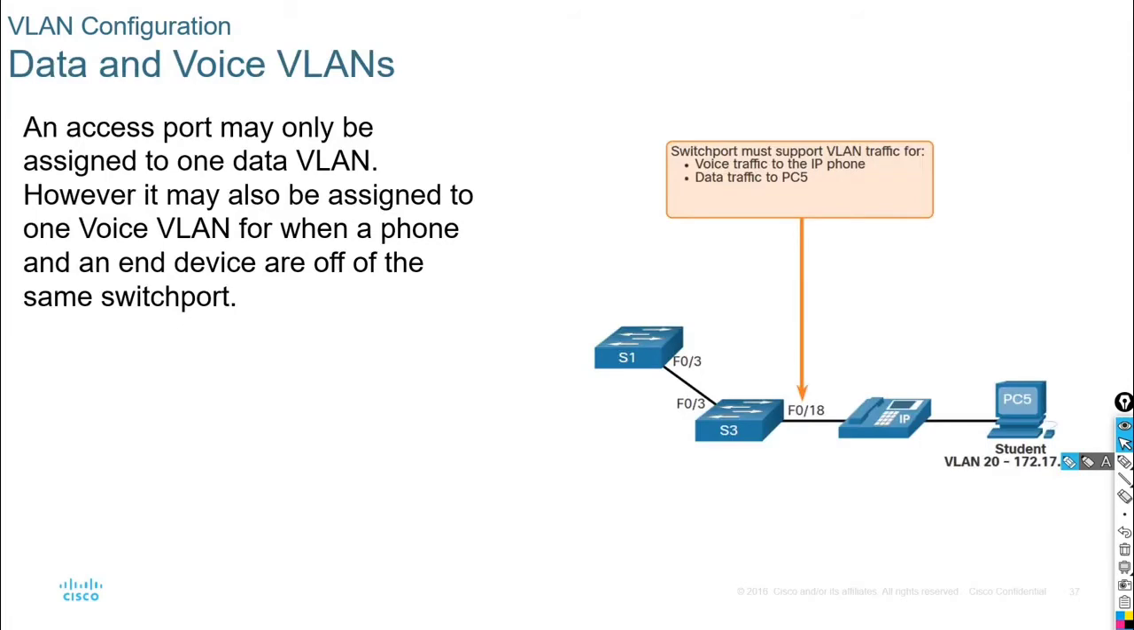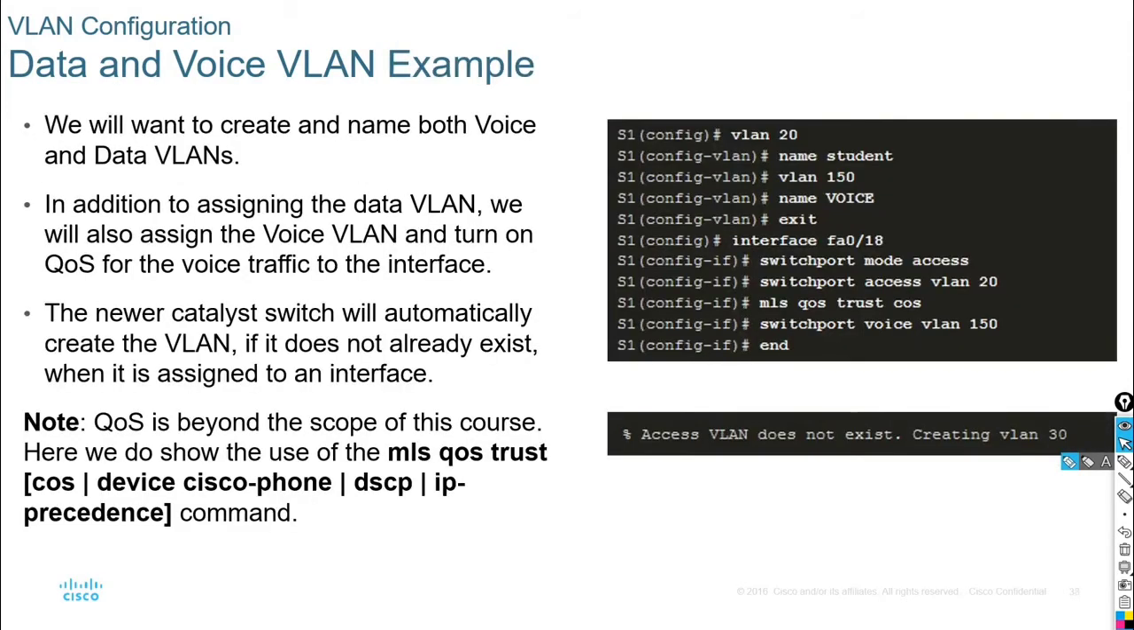We also discuss data and voice VLANs. In the data and voice VLANs example, you create VLAN 20 name student and VLAN 50 name voice, exit, then give the interface, switchport mode access, switchport access VLAN 20 and mls qos trust. We are using this for quality of service. Then switchport voice VLAN 150.